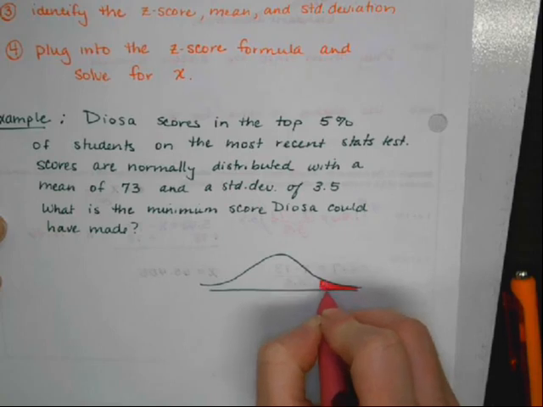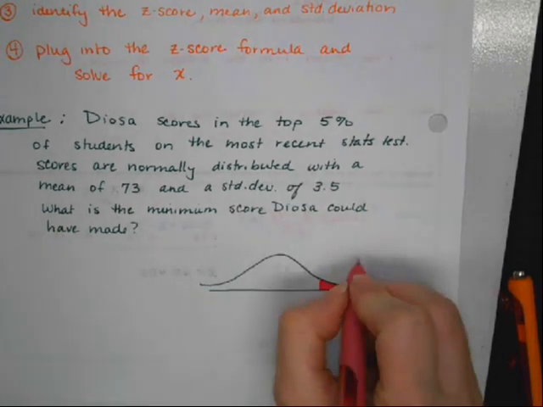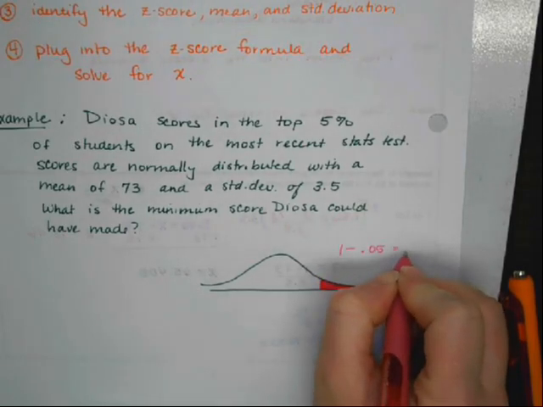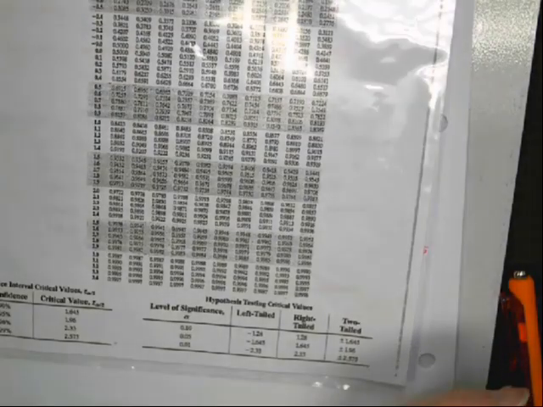All right. So my first step says to identify the area under the curve from the left. And this is from the right. So I need to subtract. So 5% would be 0.05. So I have to do 1 minus 0.05, and that gives me 0.95. Then use the Z-table or the calculator to find your Z-score. I'm going to use the Z-table on this one only for this reason. I want to show you 0.95.